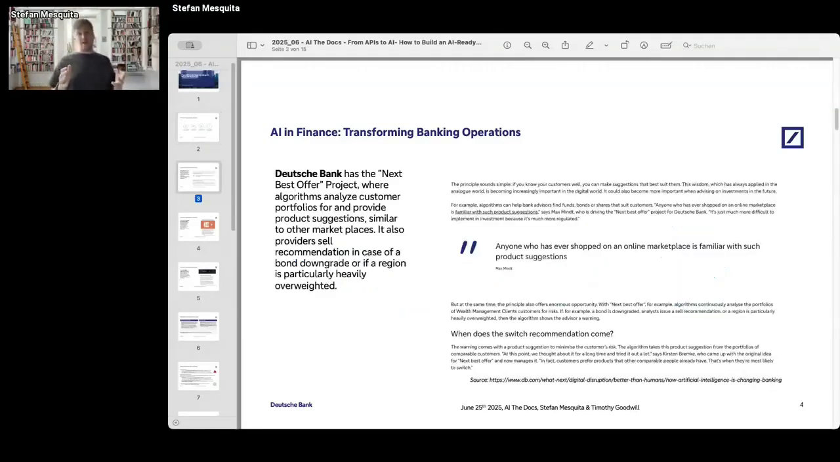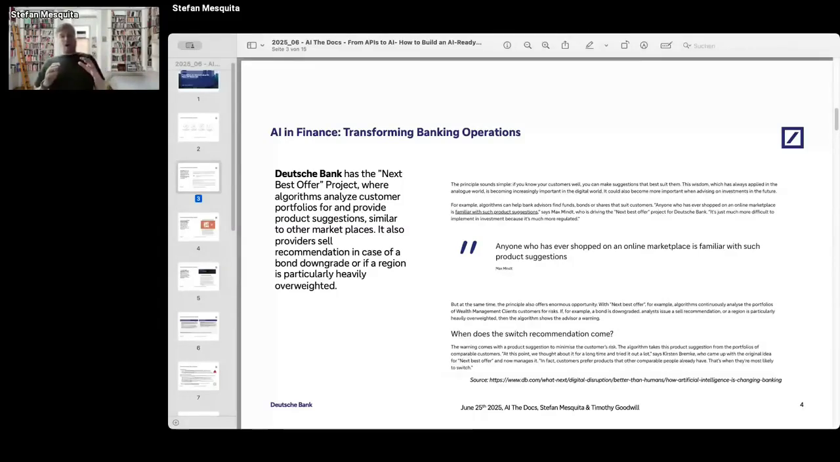At Deutsche Bank, one of the uses we have is the next best offer project, where algorithms are analyzing the customer portfolios and providing product suggestions, as we may know from Amazon, for example. It's providing validation for the client, for example, to sell a specific asset in case that client is overly exposed, possibly in a specific region or something.